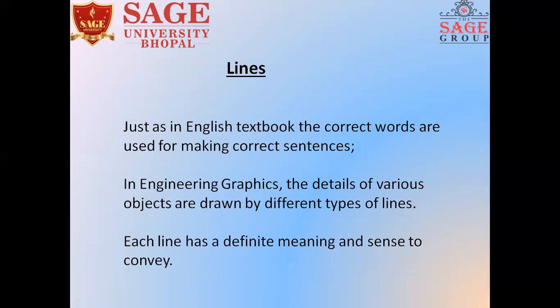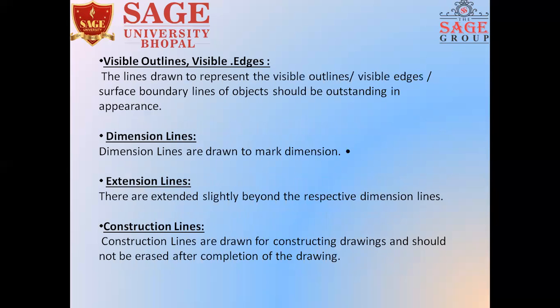Clear? Just as in an English textbook the correct words are used to make a correct sentence, in engineering graphics the details of various objects are drawn by different types of line. Each line has a definite meaning and sense to convey. Suppose I take the visual outline, the visual edge. The line drawn to represent the visual outline, visual edge, and surface boundary of an object should be outlined. We will show the visual outline in the table mentioned in the next slide.